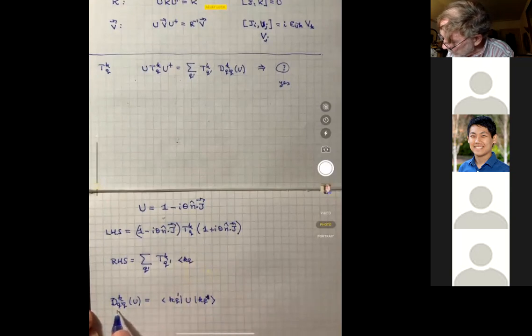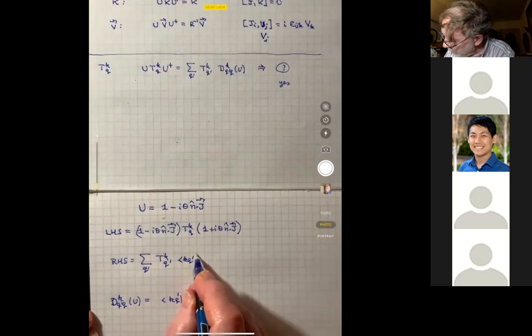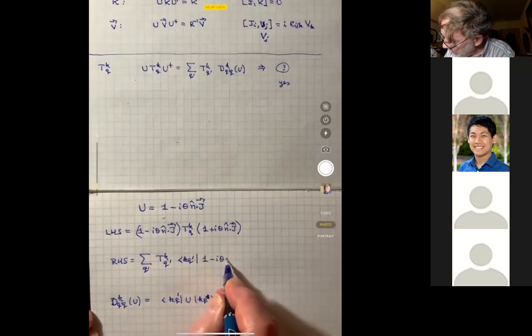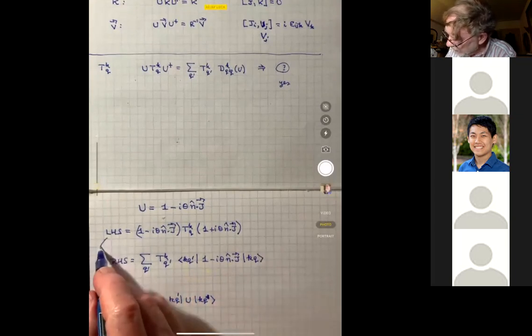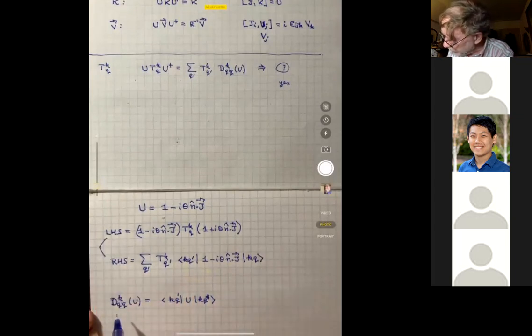Q prime is the first index and Q is the second one. This is KQ prime, 1 minus I theta times n hat dotted into J, for the U in the middle. And then the KQ on the other side. All right, so this left-hand side and right-hand side are supposed to be equal to one another.